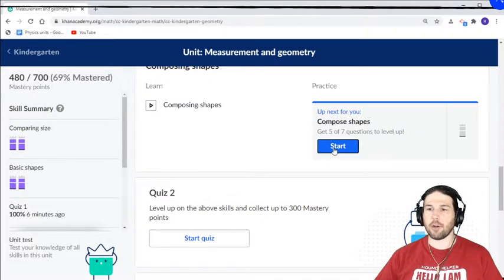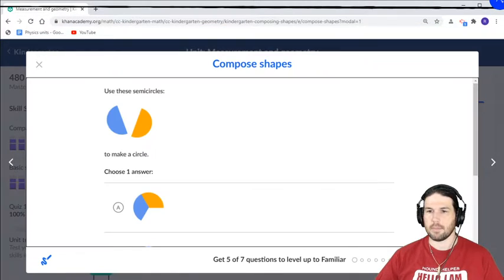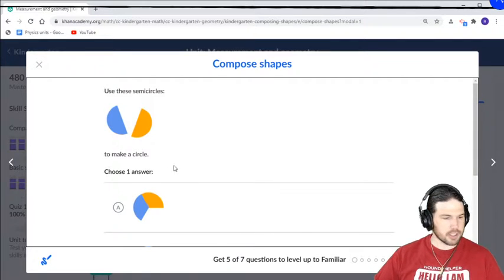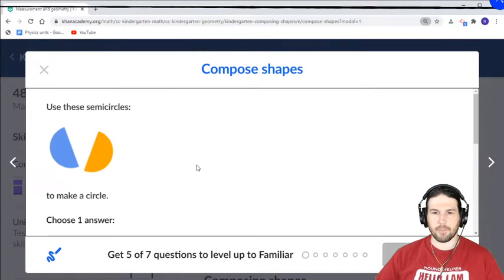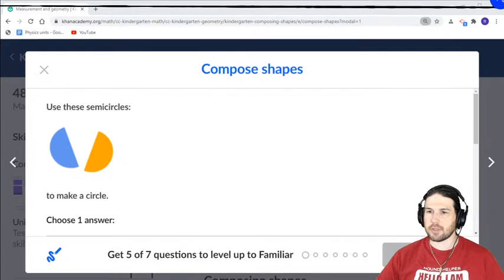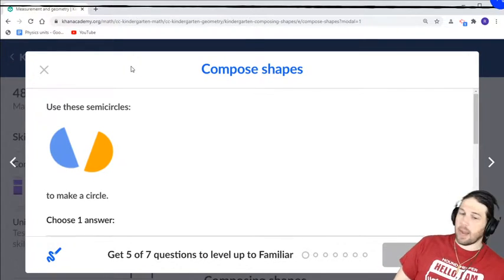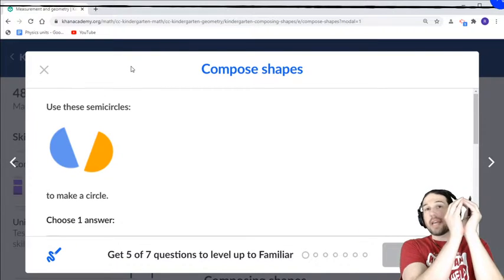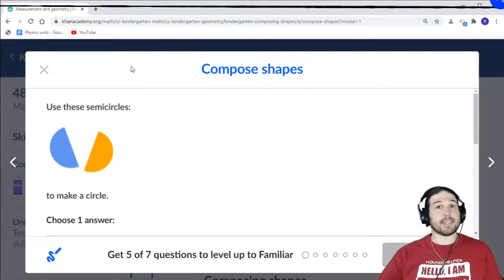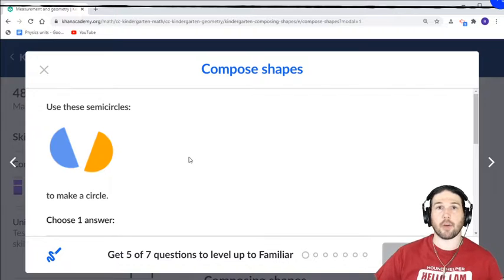Now we're going to compose shapes. Use these semicircles to make a circle. Let's zoom in a bit. So if I had these two semicircles and I wanted to make a circle, I would just kind of stick them together. Yeah? So let's see which one of these pictures does that correctly.